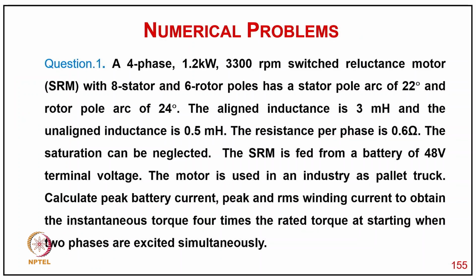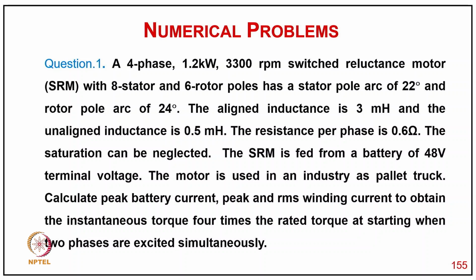Question 1: A 4-phase, 1.2 kilowatt, 3300 rpm electric motor with 8 stator and 6 rotor poles has a stator pole arc of 20 degree and rotor pole arc of 24 degree. Aligned inductance is 3 millihenry and unaligned inductance 0.5 millihenry. Resistance of winding is 0.6 ohm. The saturation can be neglected.